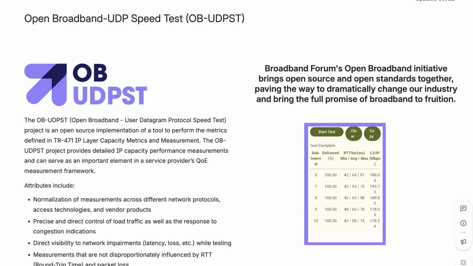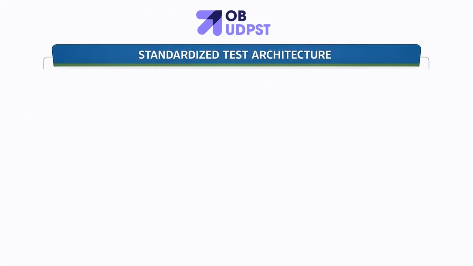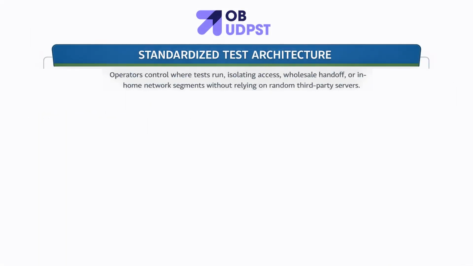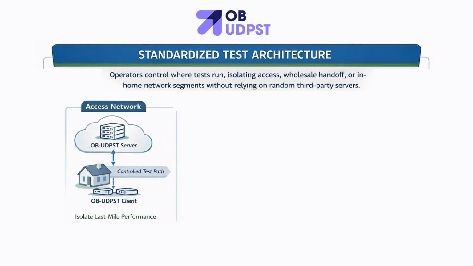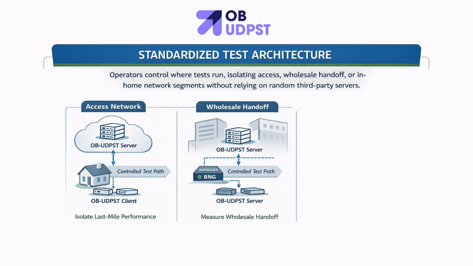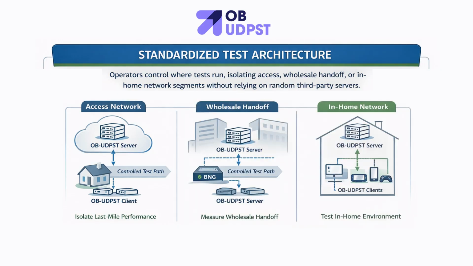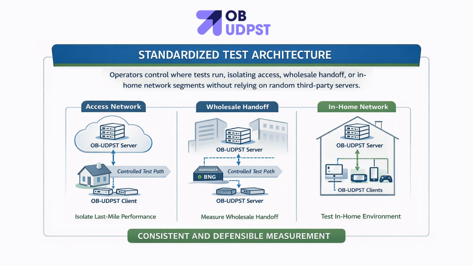OB-UDPST is an implementation that can be run both on the server and the client side. It's actually one project that can fulfill both functions, being the server side and the client side. It can either be run on the network, on the server side, if you want to conduct the test, so you always need to have a counterpart, or it can be run directly on the devices in order to conduct the speed tests.